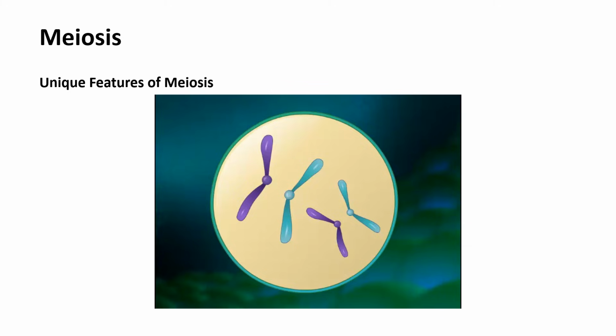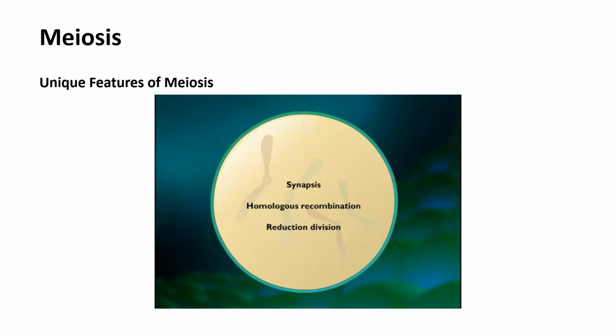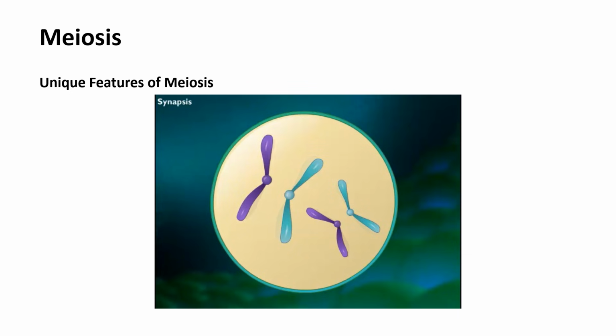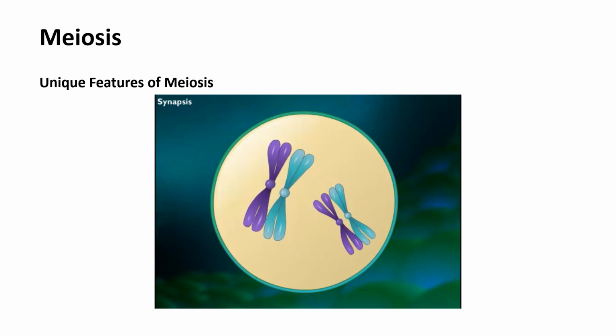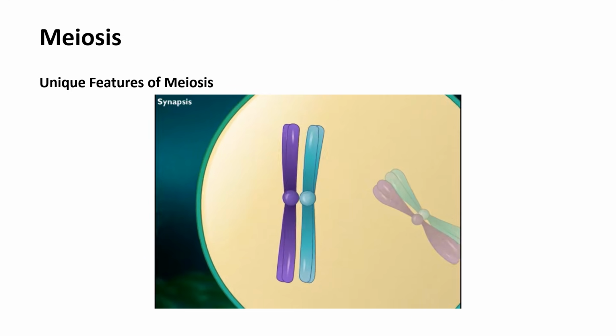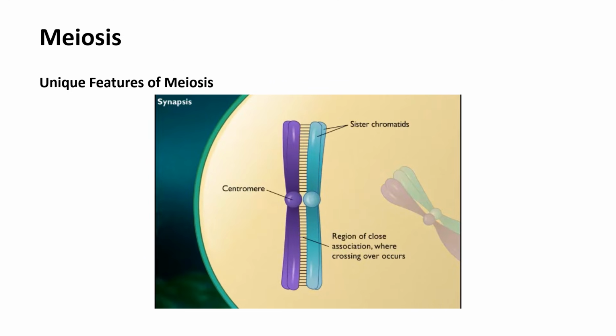Now in this video, we're going to summarize what makes meiosis unique and different from mitosis. Although mitosis and meiosis have much in common, meiosis has three unique features: synapsis, homologous recombination, and reduction division. Following chromosome replication, homologous chromosomes, or homologs, pair all along their length. The process of forming these complexes of homologs is called synapsis.